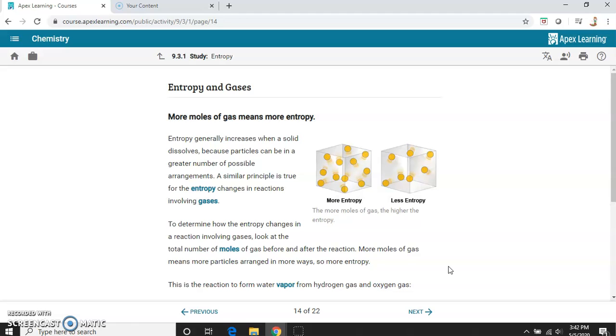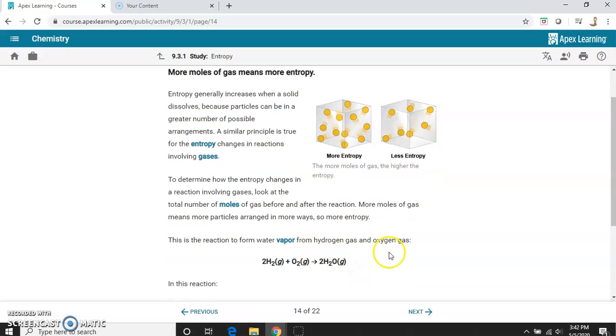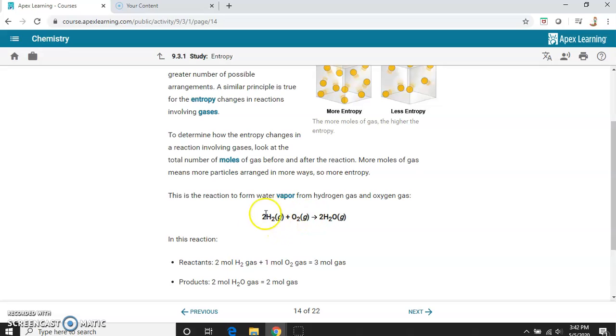This is also the same when we're going from a liquid to a gas, so it changes reactions involving gases as well. The entropy is getting more. But we can look at this mathematically a little bit: if you look at the total number of moles before and after the reaction, you can get an idea. Here I'm taking hydrogen gas and oxygen gas and forming water vapor, because it's the gas form.